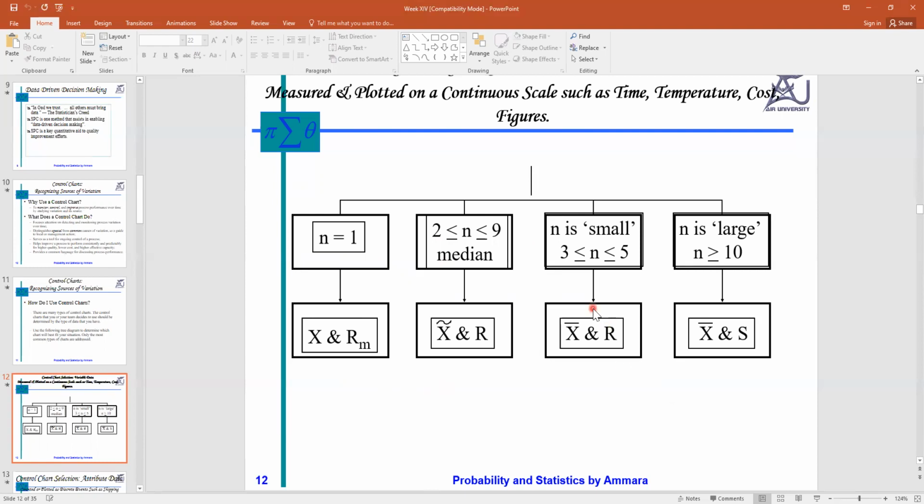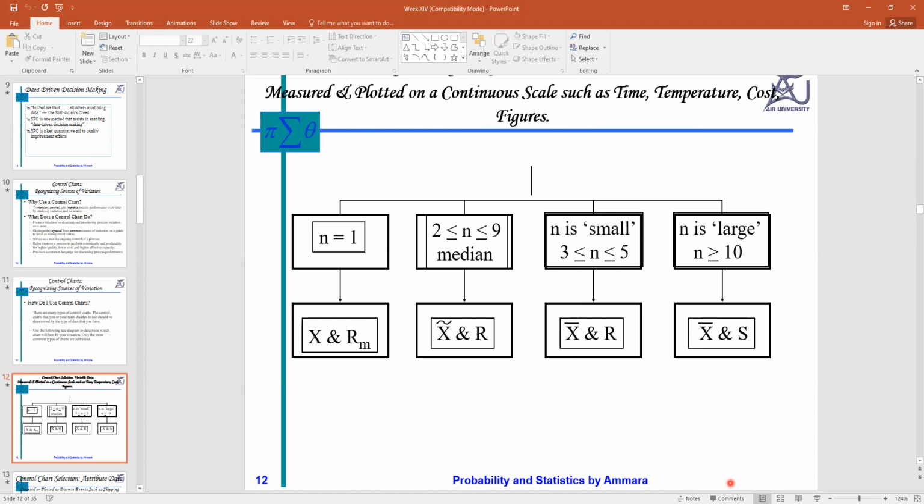When n is small, like between 3 and 5, the best chart is the X bar and R. In this situation, mean and range charts give much better results compared to other charts. We can easily use these charts to draw a conclusion or interpretation about our series. But when n is large, we have to move a step up, because we need to identify the variation. The best combination chart in those cases is mean and standard deviation.